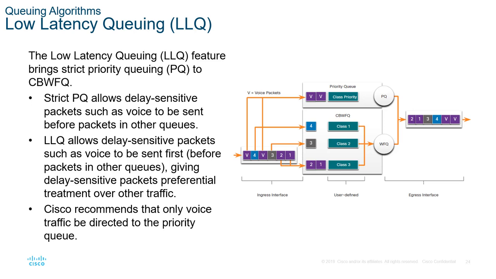We also have what's called low latency queuing, LLQ. This feature brings strict priority queuing to our CBWFQ queues. Have to love the amount of acronyms when we talk about our queuing. Essentially what we do is we do our classes, but we also now have a priority queue. And the priority queue allows us to set very specific class priorities that will be sent ahead of our WFQ queues.